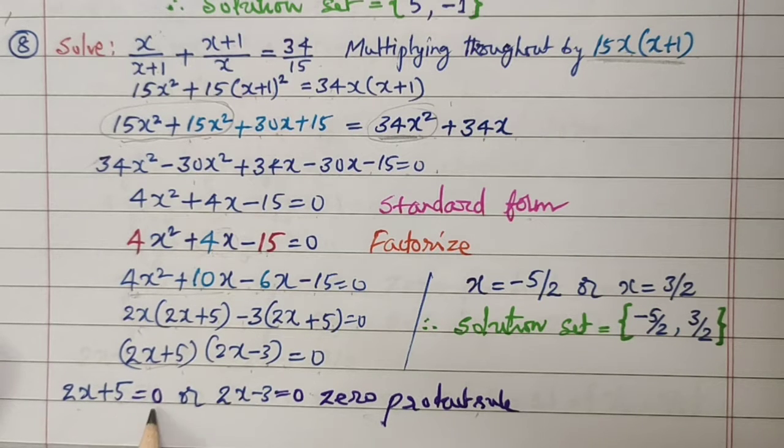2x + 5 = 0 or 2x − 3 = 0, so x will become −5/2, or x will be 3/2. x = −5/2 or x = 3/2. Therefore, the solution set is {−5/2, 3/2}.